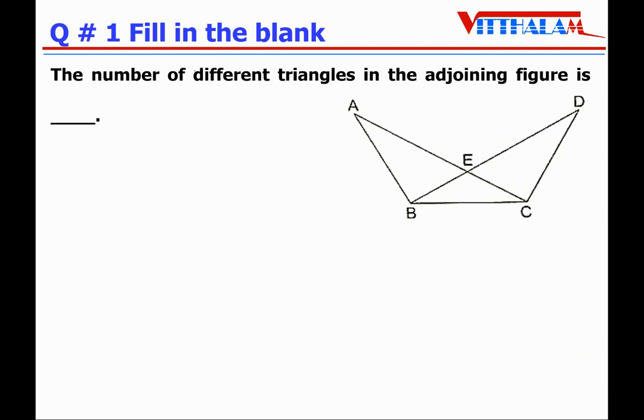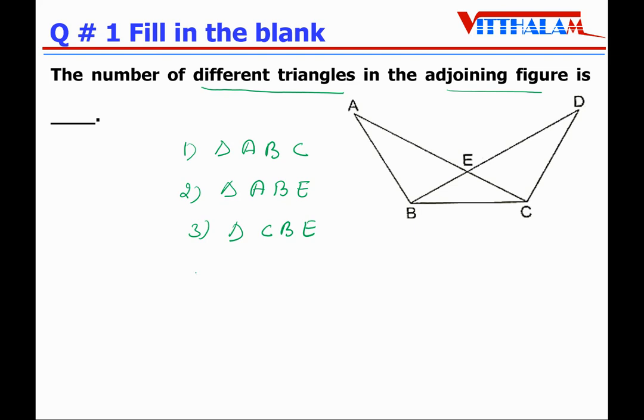Fill in the blank. The number of different triangles in the adjoining figure is. So total triangles. Number one, triangle ABC. Then second triangle ABE. Then third triangle CBE. Then fourth triangle CED. Fifth triangle CBD. So these are the five triangles. Any other left out? No, it's five. Next.